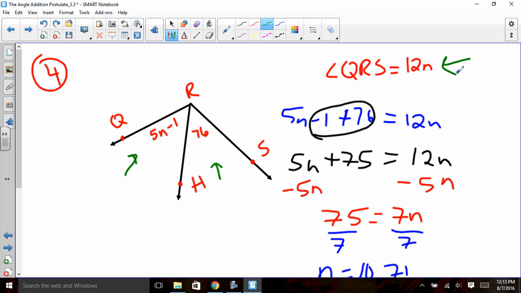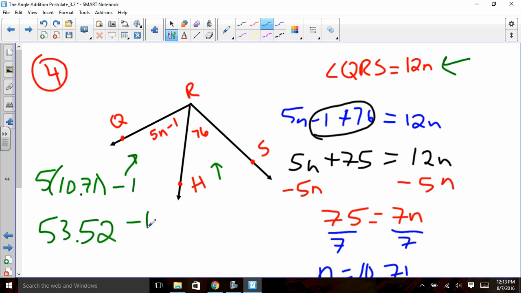What we're going to do is plug in our 10.71 into our missing stuff. So I have 5 times 10.71 minus 1, because I just plugged that value in for n in n's place. I get 53.52 minus 1, which gives me 52.52.